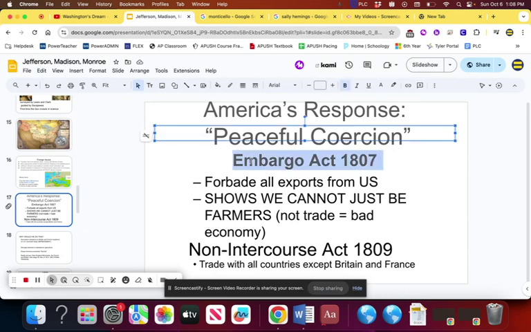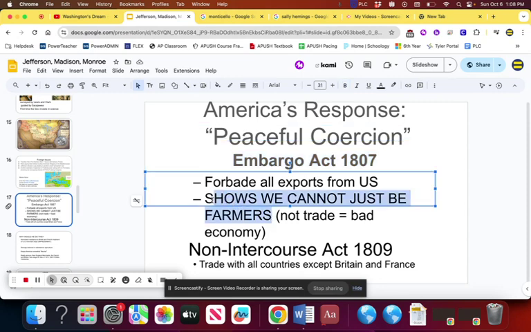So Jefferson helps pass what's known as the Embargo Act of 1807, which says we don't trade with any country in the world. It's essentially Jefferson being upset with the French and the British, so he unplugs the video game system before he's going to leave. He's like, fine, we're not going to trade with anybody, right? Anyways, it completely cripples the U.S. economy. It shows that we can't just all be farmers. We're going to have some international trade.